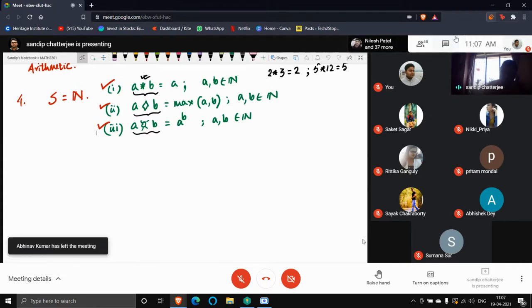Now, if we carefully observe, here we have defined how we can operate two elements as per the definition of the binary operation. In each of the three cases, it is defined what happens when two elements are being operated. Now the issue is how we will define the operation when three elements are being operated.